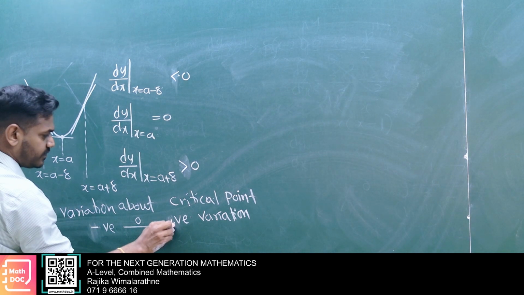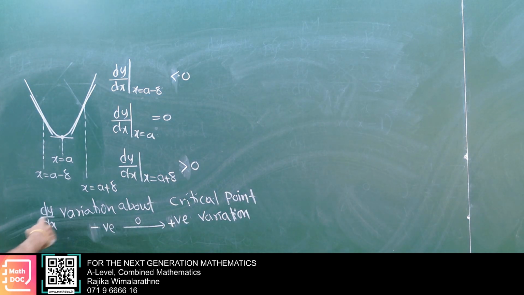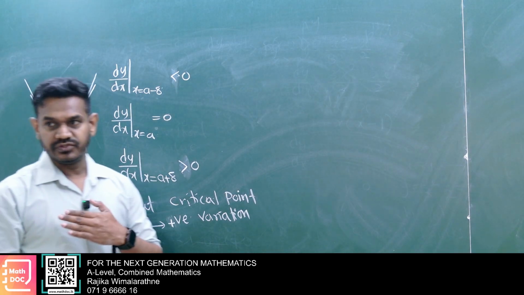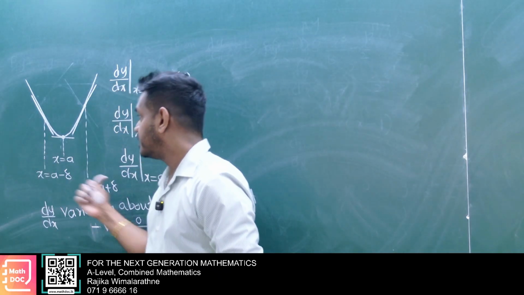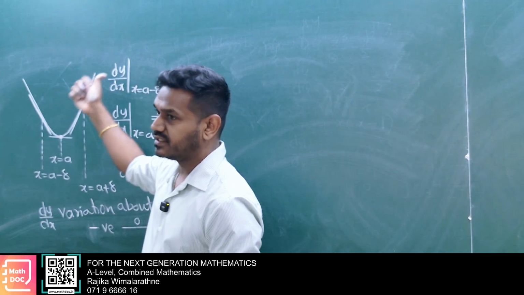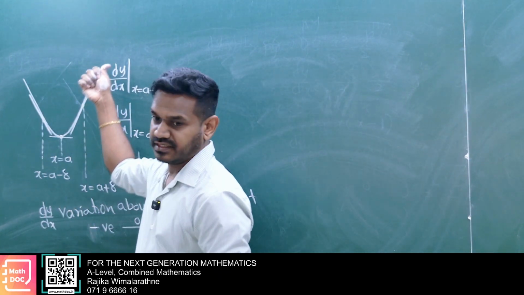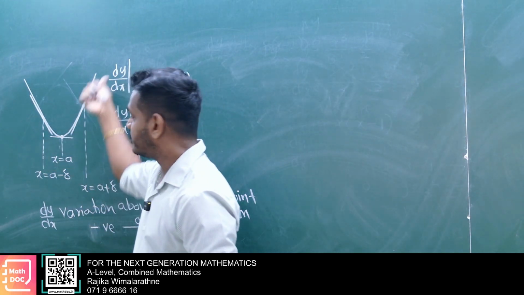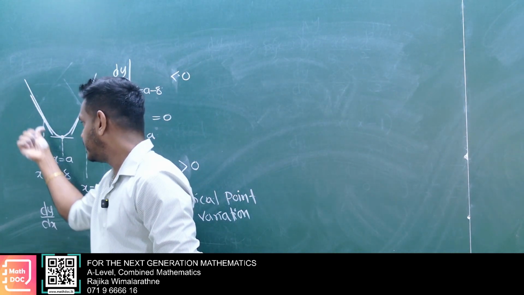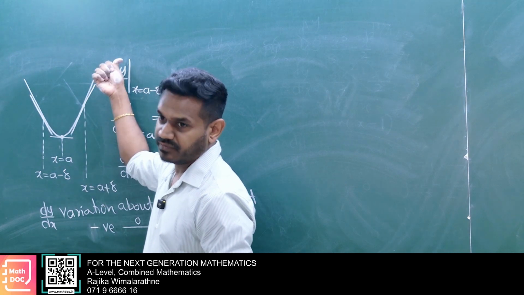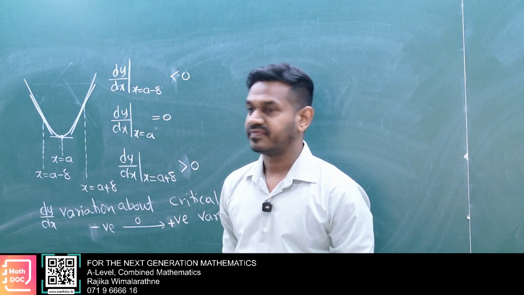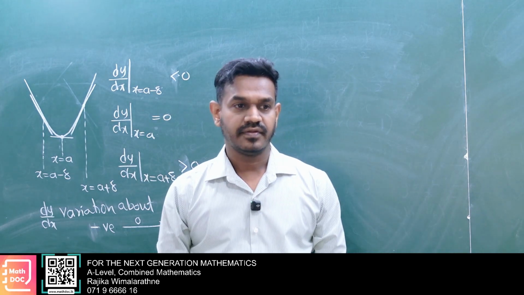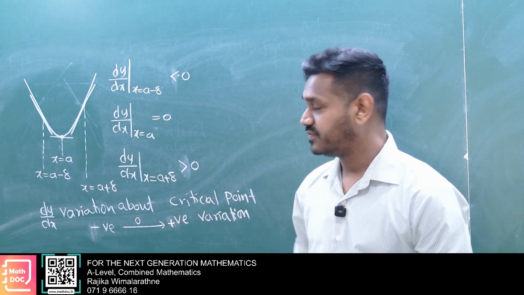Negative to positive variation about the critical point. Usually we go left to right, okay? So when we move left to right, here decreasing, then increasing. Therefore negative gradient, 0, positive gradient. Then negative dy by dx, dy by dx equals 0, positive dy by dx. That is a local minimum. Put that one.